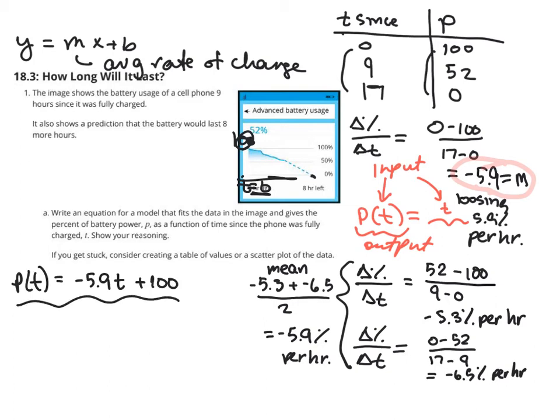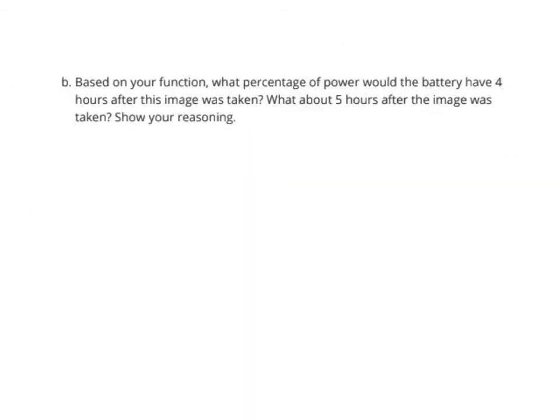I'm going to turn to the next slide and look at question B. Based on your function, which let me rewrite it, negative 5.9t plus 100, what percentage of power would the battery have 4 hours after this image was taken? So that would be t is 13, 4 hours after the image was taken. Let's go ahead and plug that in.